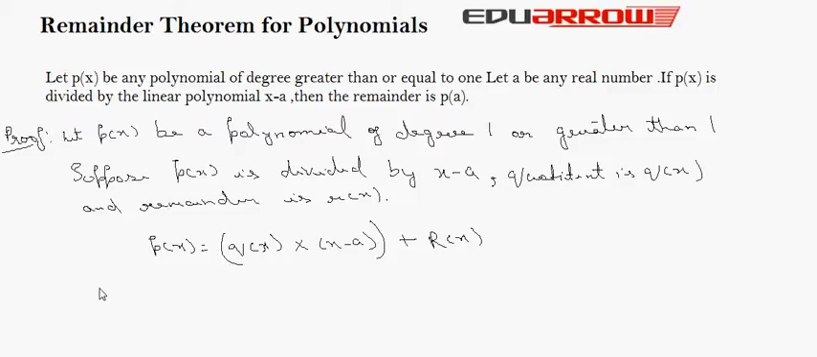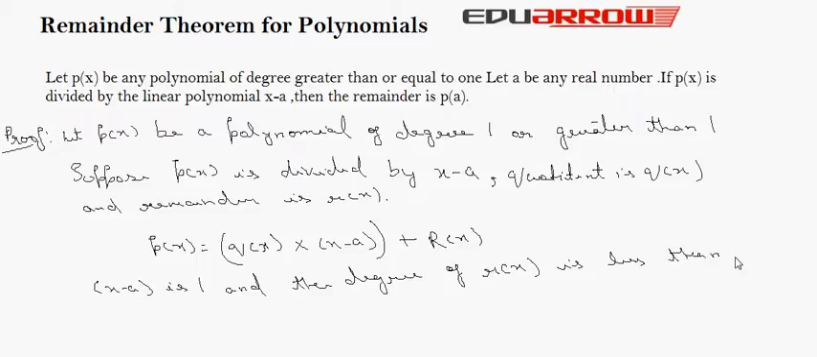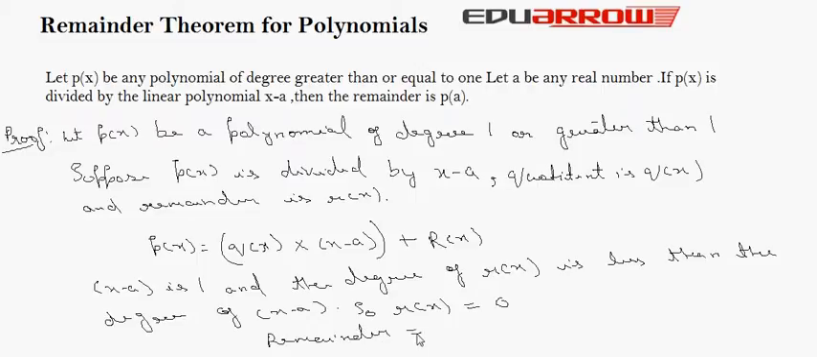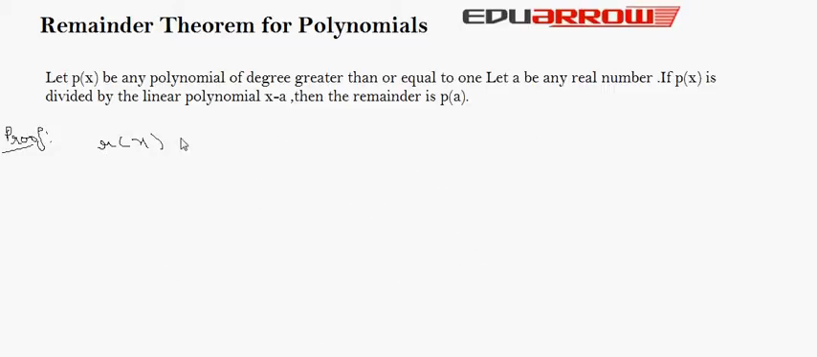Since the degree of x minus a is 1 and the degree of R(x), that is the remainder, is less than the degree of x minus a, that is the divisor, the degree of the remainder is 0. So we can say here the remainder is any constant, say r. So now we have our remainder is r, that is a constant.